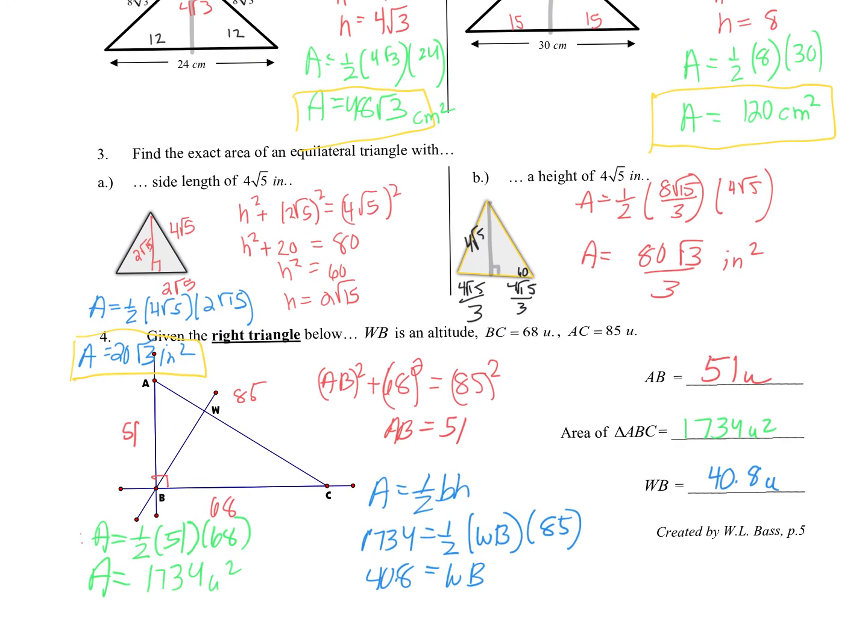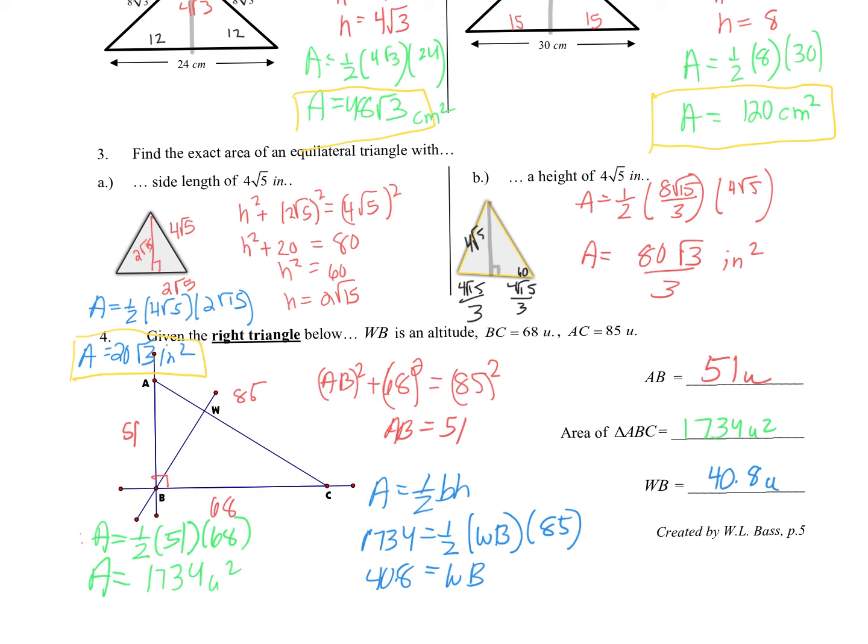Okay, and if we're looking at the next one here, number 3, it says the exact area of an equilateral, so all of our sides are the same, with the side length of 4 times the square root of 5. So if I draw on this altitude here, if this was 4 times the square root of 5, and this was 4 times the square root of 5, this part here must be half of that, which is 2 times the square root of 5.